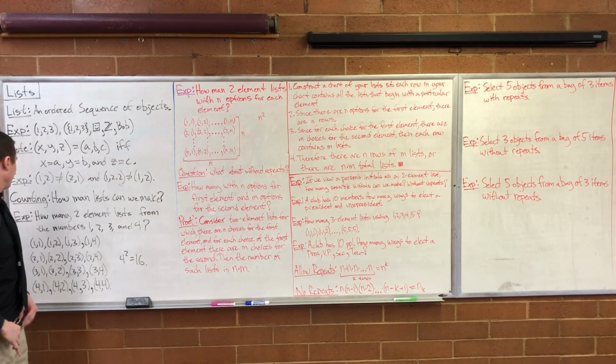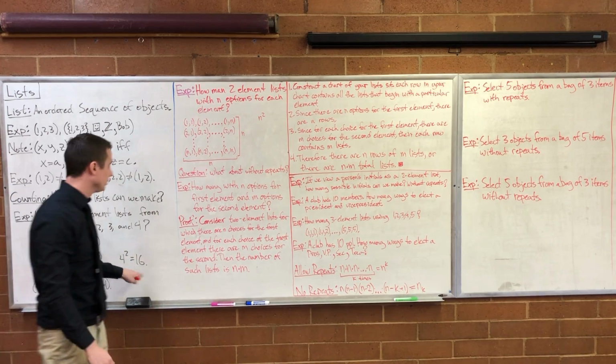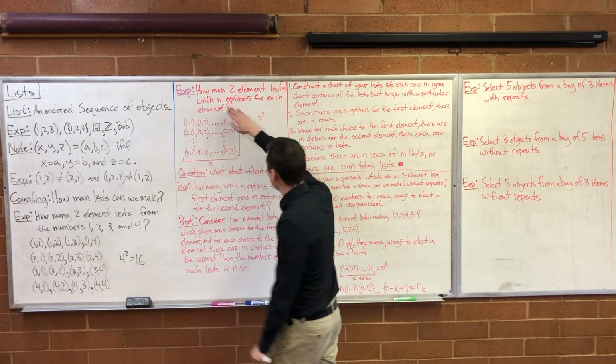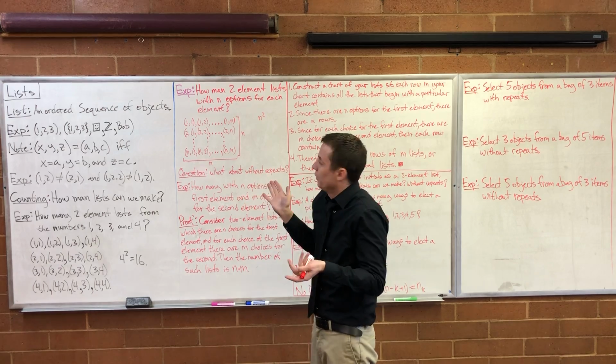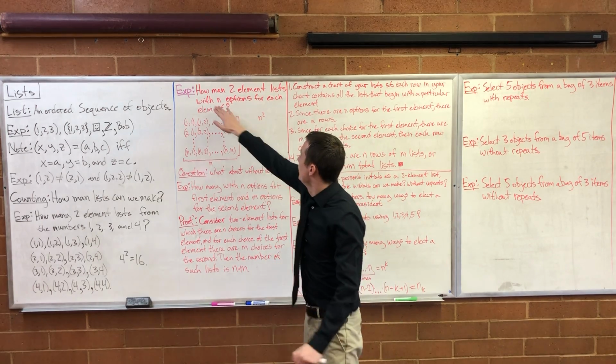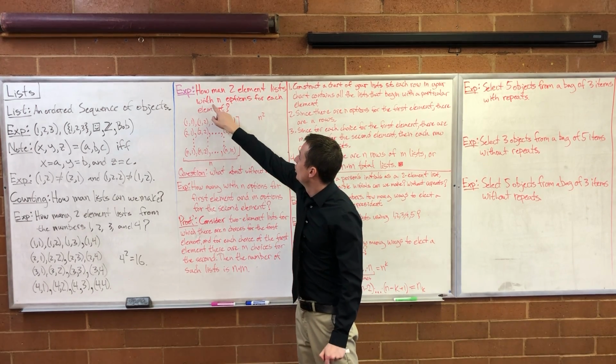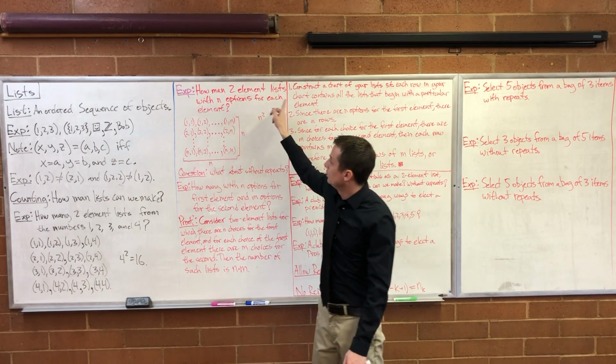All right, so let's ask a more general question instead of using a particular number. Let's just talk about some number, n. What number? We don't know, n. How many 2-element lists can I make with n options for each element?